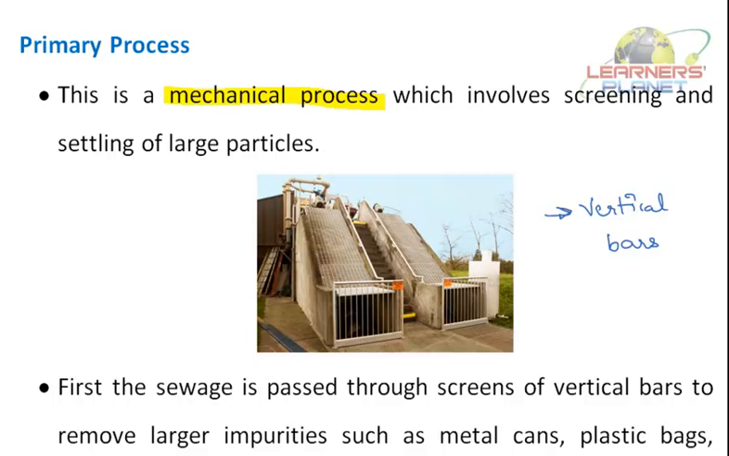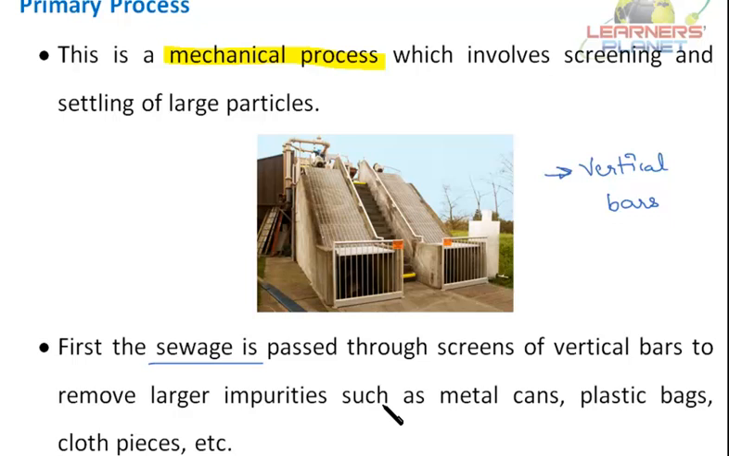So primary treatment is usually the first stage of wastewater treatment, and many advanced wastewater treatment plants in industrialized countries started with primary treatment and then added other treatment stages as wastewater load has grown, as the need for treatment has increased, and the resources have become available. So what happens in the vertical bars here? First, the sewage is passed through the screens of vertical bars to remove large impurities such as metal cans, plastic bags, cloth pieces, etc.